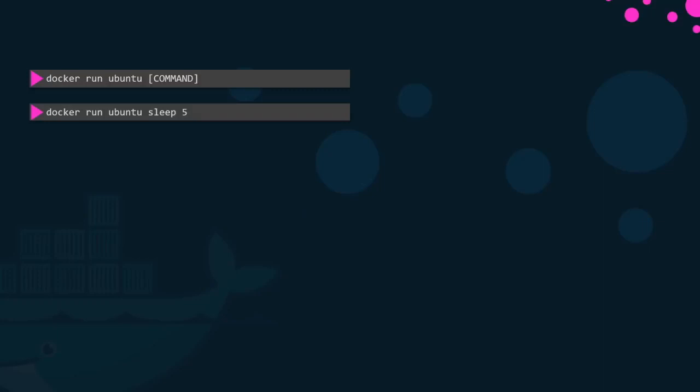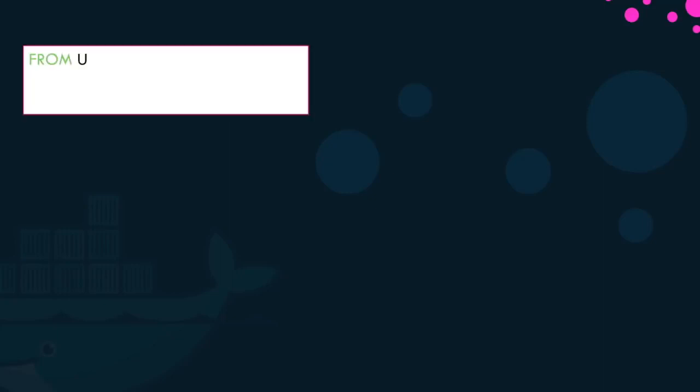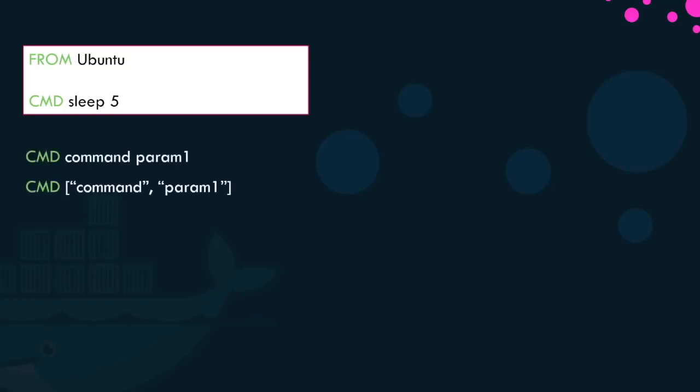But how do you make that change permanent? Say you want the image to always run the sleep command when it starts. You would then create your own image from the base Ubuntu image and specify a new command. There are different ways of specifying the command, either the command simply as is in shell form, or in a JSON array format like this.